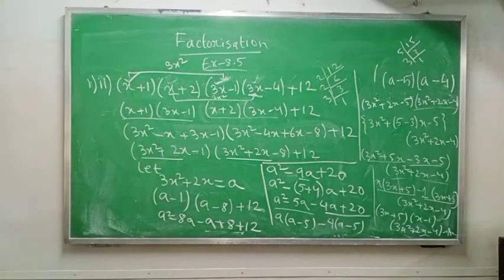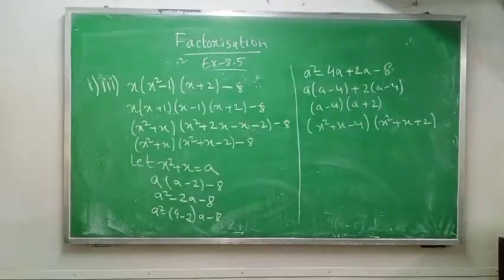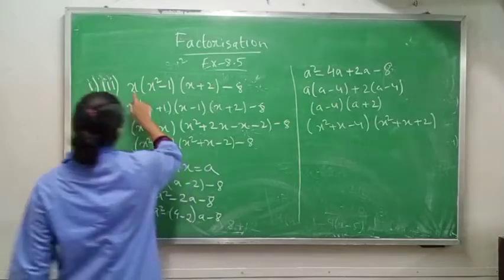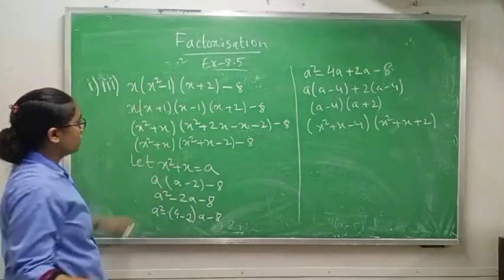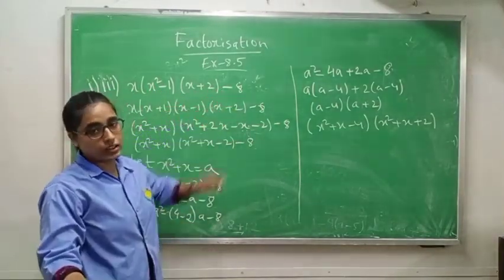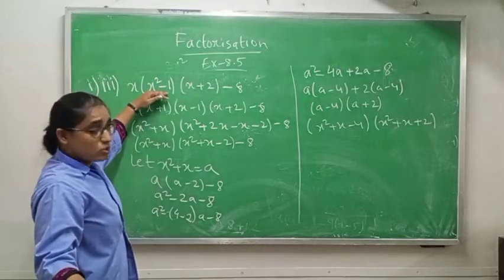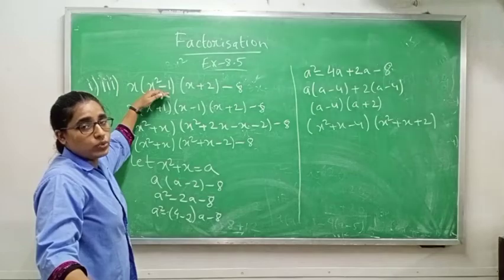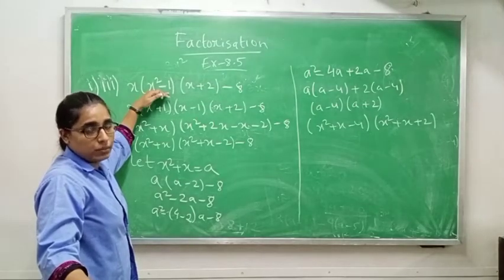Okay, copy this one. Class 9C question number 13. Now we have three terms, x square minus 1, x plus 2 minus a. We can break this x square minus 1 in the formula. It is a square minus b square, formula is a plus b, a minus b.